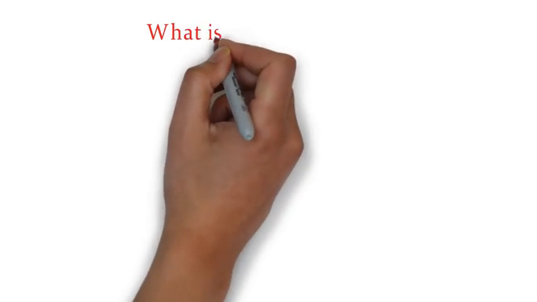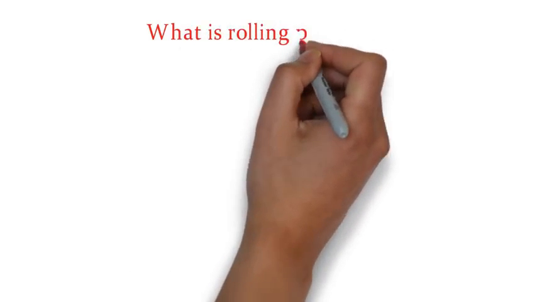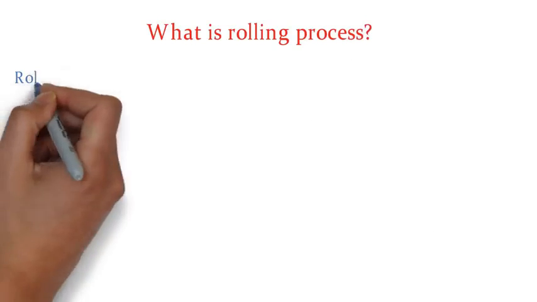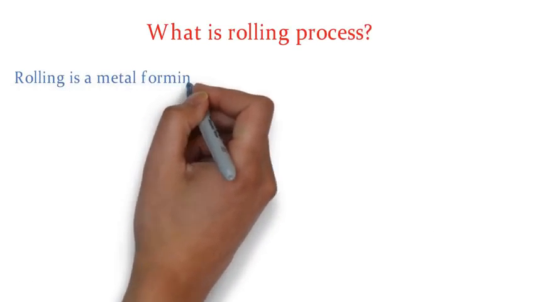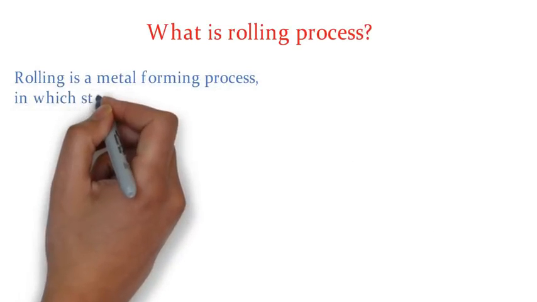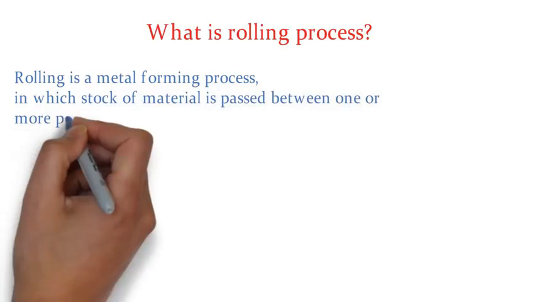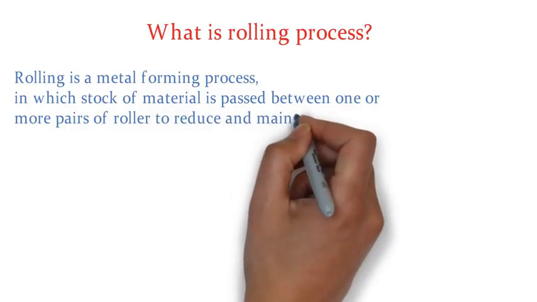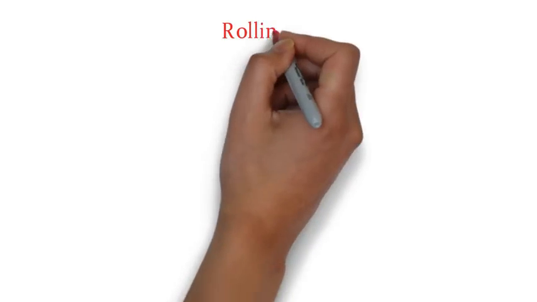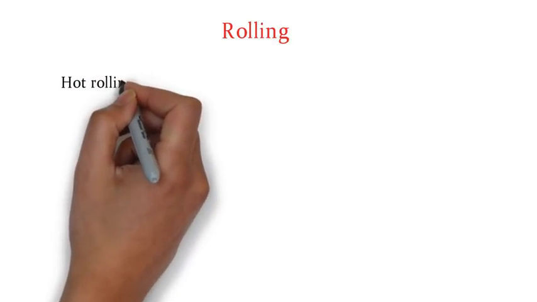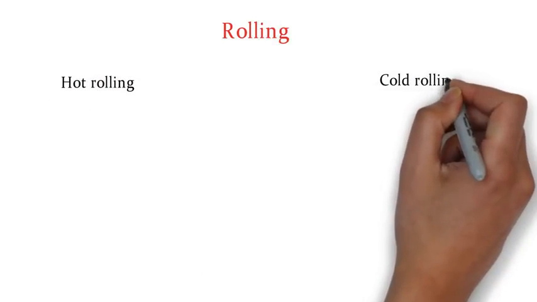The first question that comes to our mind is, what is the rolling process? Rolling is a metal forming process in which stock of material is passed between one or more pairs of rollers to reduce and maintain a uniform thickness. The rolling process is classified as hot rolling and cold rolling.